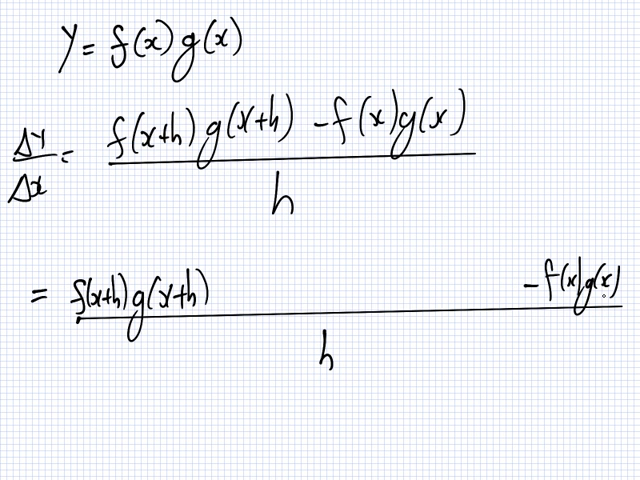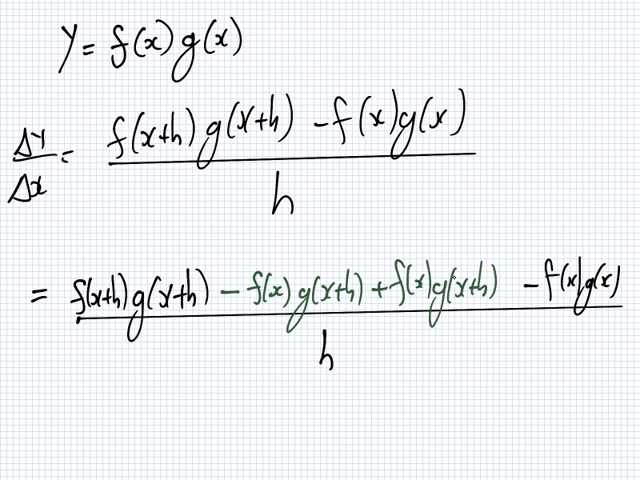Alright. Now, the way to simplify this, we have to add a piece and subtract a piece in the middle. So what I'm going to do is subtract f(x) g(x plus h) and add f(x) g(x plus h).